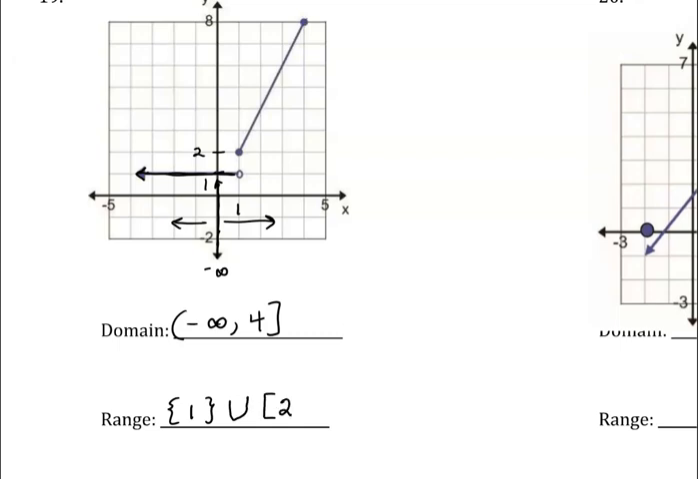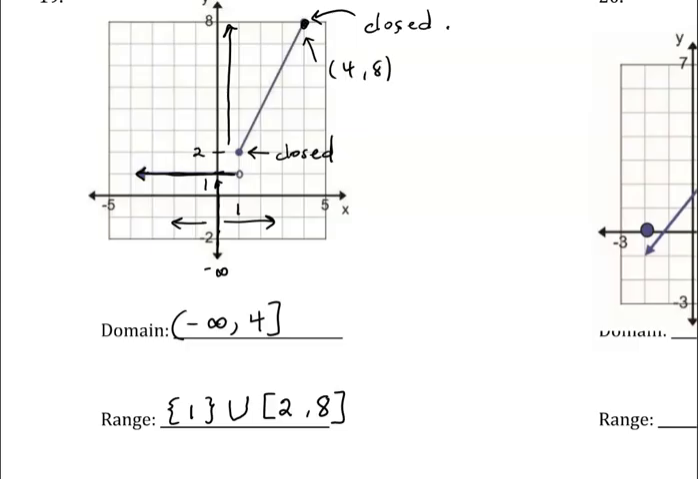The range picks up again at 2, bracket because this point is closed, and then the range goes all the way up until 8. And it stops there because that piece does not have an arrow on it. It just ends there. And again, I put a bracket on 8 because this point is closed. So notice this closed point, which is the point (4, 8), where the graph stops. We see the 4, which is the x value, showing up in the domain. And we see the 8, which is the y value, showing up in the range.